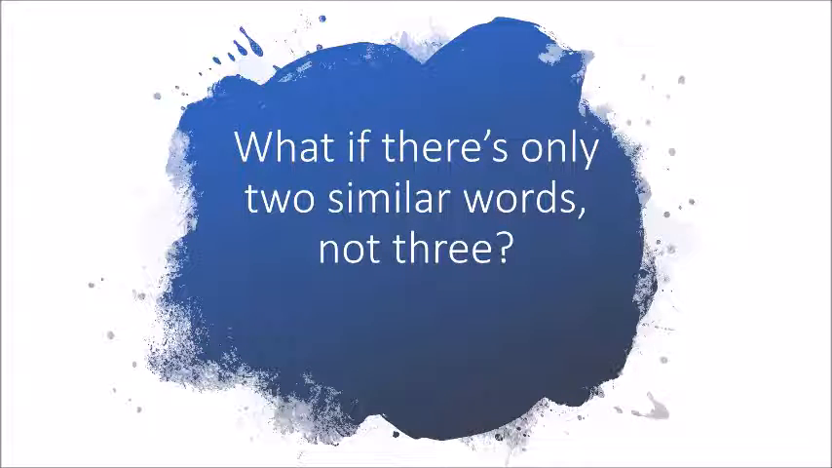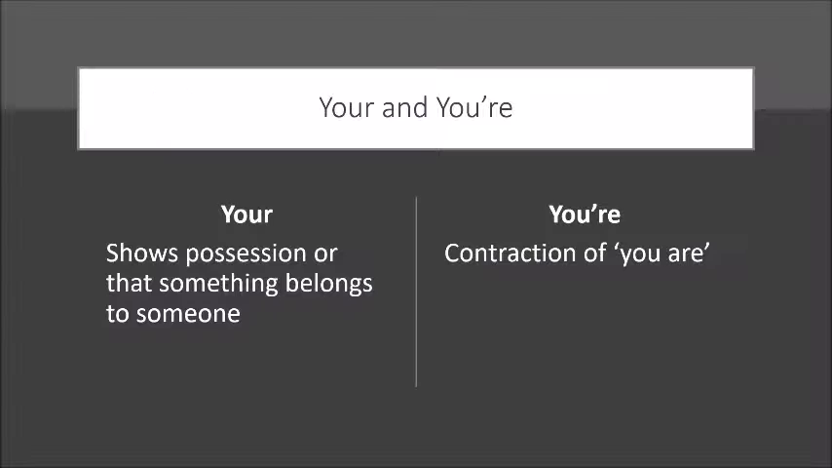But what if there's only 2 similar words, not 3? Is that still a homophone? Well, the answer is yes, it is. And there's actually even more homophones only made up of 2 words than there is of 3. Firstly, there's your and you're. So your, spelt Y-O-U-R, shows possession or something that belongs to someone, whereas you're, spelt Y-O-U-apostrophe-R-E, is the contraction of you are.